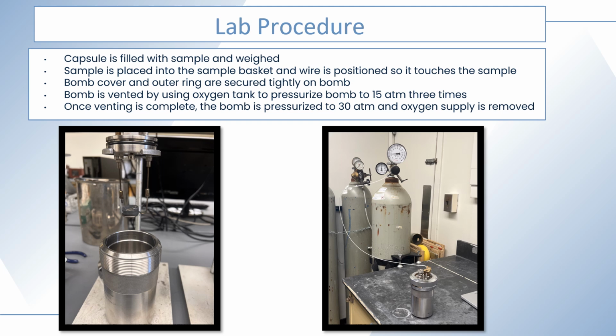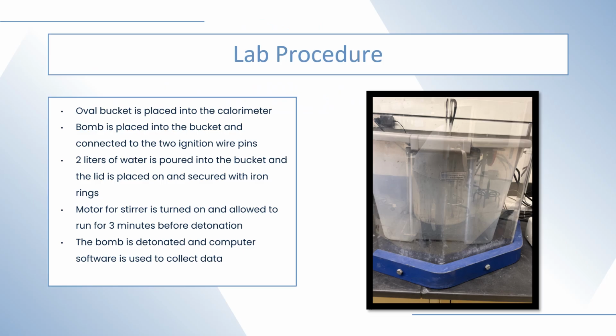Then a bomb cover is placed on, and then afterwards an outer ring is tightly secured on the bomb to assure that no explosions will happen. The bomb then goes through a venting process by using an oxygen tank to pressurize the bomb to 15 atmospheres, and then this process is repeated 3 times. After that's complete, the bomb is officially pressurized to 30 atmospheres, and the oxygen supply is removed.